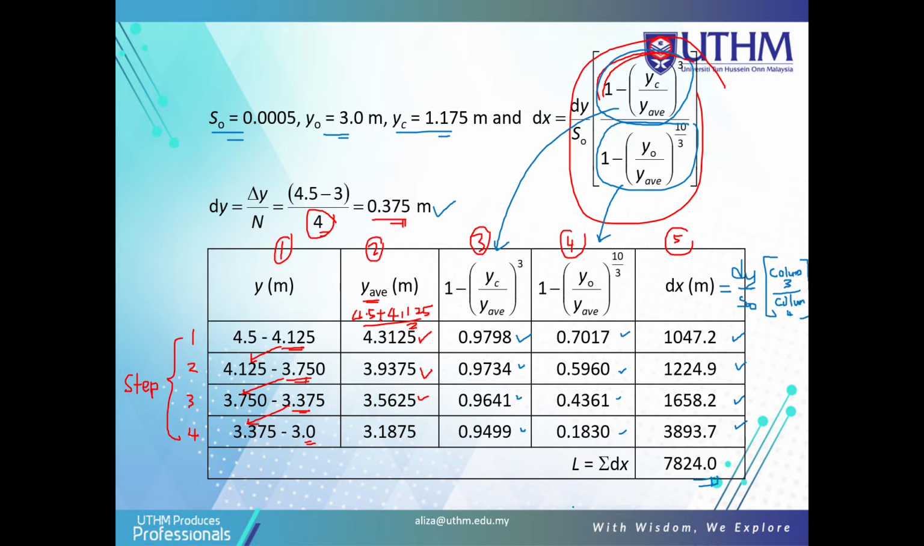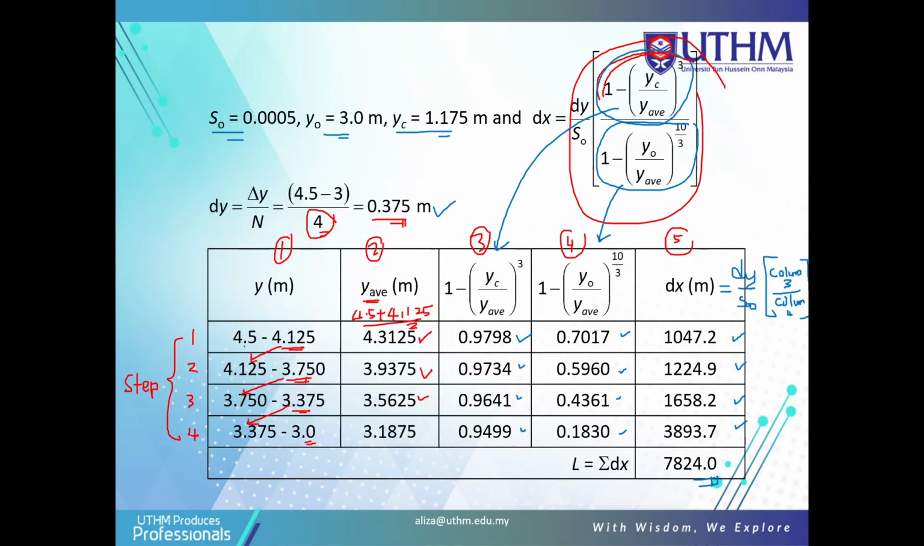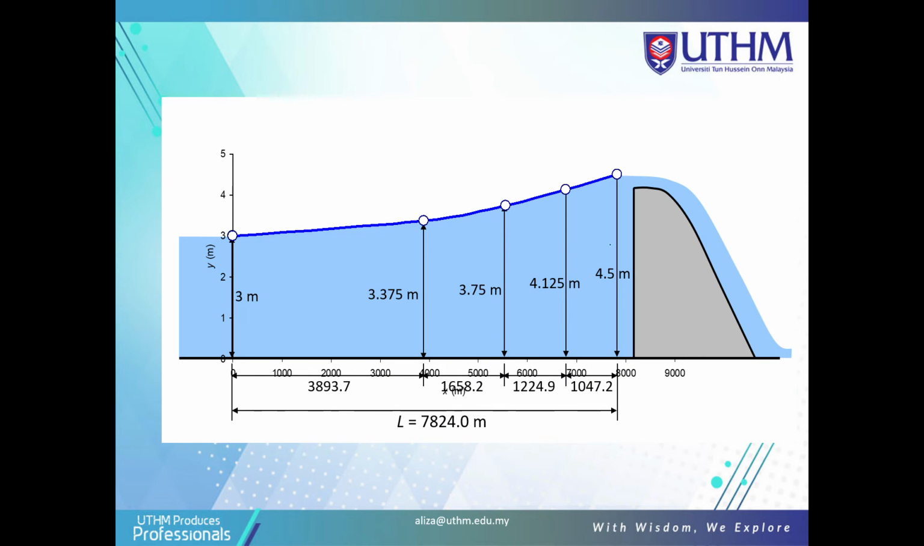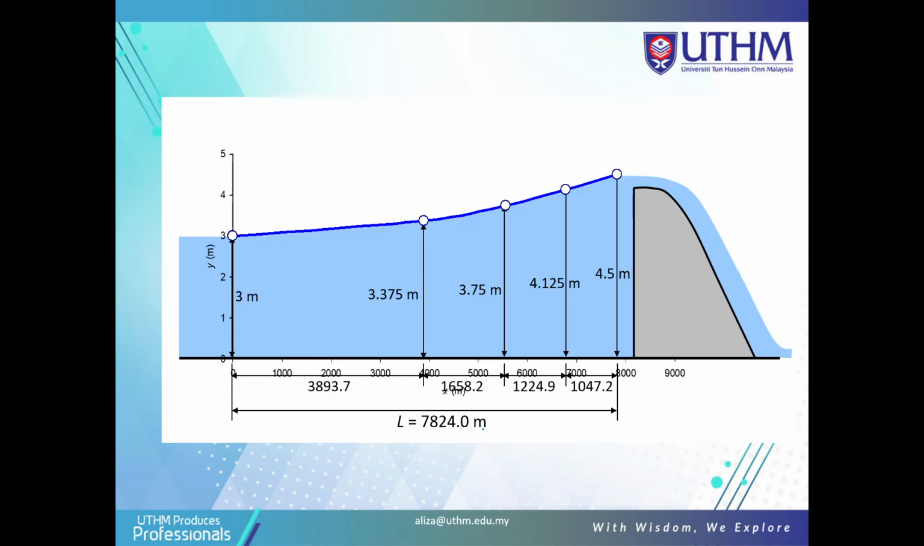Okay, actually the dx is the length for the profile. Then you just draw the profile here, so you get based on the 3 meter, 3.375, and so on until you get the 4.5 meter. Actually the 3.375 is based on the here. 3.375, 3.750, 1.125, and 1.4, actually based on this value here. So you just put the value here based on the profile, and then you get the value of this one. Based on the dx here, until you get the 7.824 based on the length here. So this is the profile using the numerical integration.